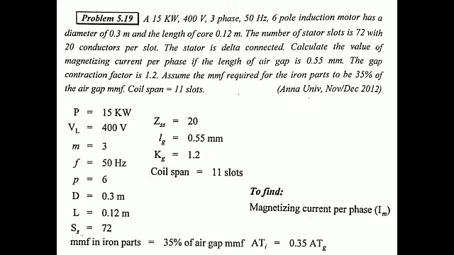Then the last data is the coil span, which is 11. Generally this coil span is used to find the value of alpha. Then go on to solve. See the content: we have P, VL, m, f, then P, D, L and the Ss slots value, then the conductor value, then the air gap value, the gap contraction factor, then the coil span. With this, let's solve for the magnetizing current per phase.